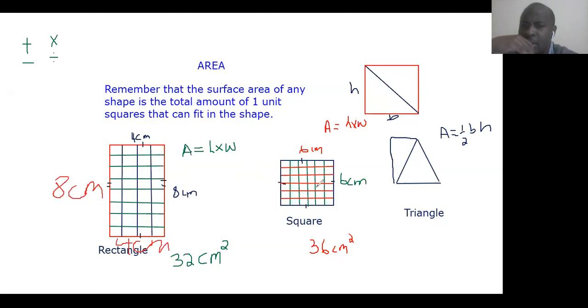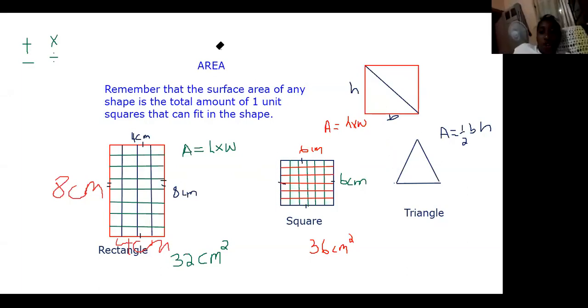You get the concept there? So if you don't remember the formula, you can always just cut up your shape and determine your area. Okay? Any questions? Any questions, guys?